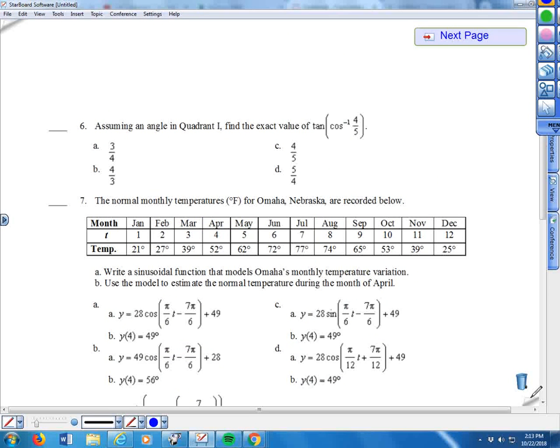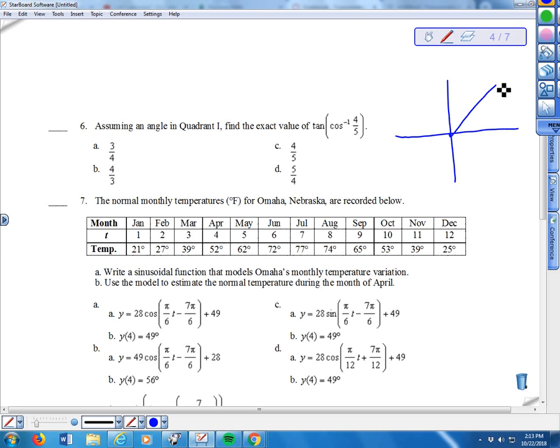Assuming an angle in quadrant 1, find the exact value. Well, this is 4/5, so tangent is 3/4.